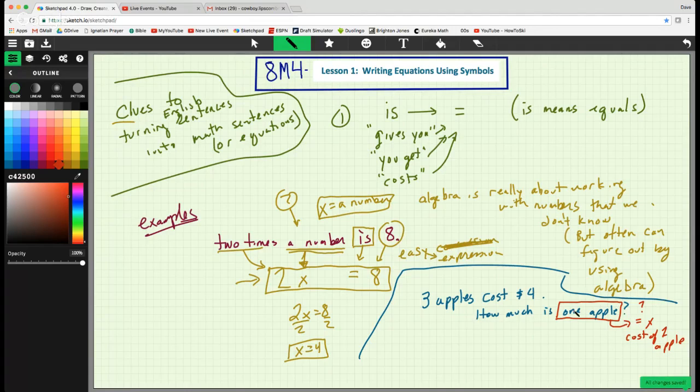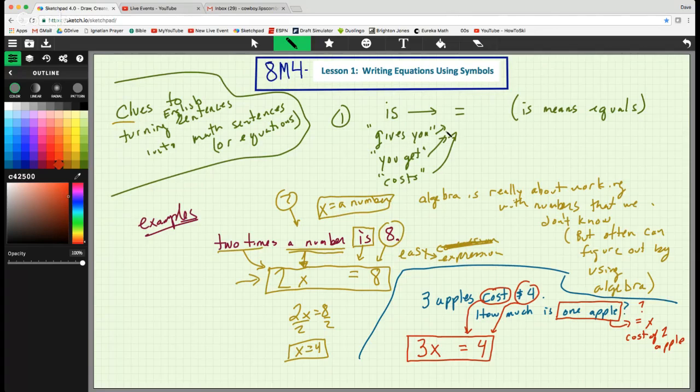Okay. So now let's go back and look at 3 apples cost $4 and see if we can make sense of this. So if 3 apples cost, well, cost is like equals. So here's our equal sign. Over here we have 4. So we're going to put our 4 over here. And now we have 3 apples. Well, if 1 apple is x, then 3 apples cost 3x. And there's our equation. Okay, so that's kind of our first tip: is, gives you, get, cost. These are other key forms of equal.